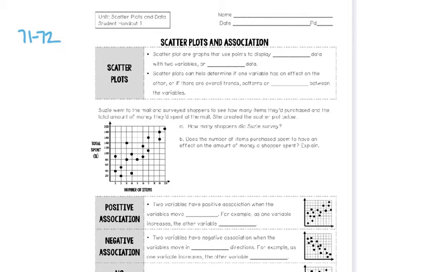And at the top of your page, we're going to fill in these blanks here. It says scatter plots are graphs that use points to display numerical data with two variables, or bivariate data. We're going to have to write kind of small, and my pen doesn't do so well with that, so I'm going to do the best I can here. All that means is that we have two sets of data. Okay.